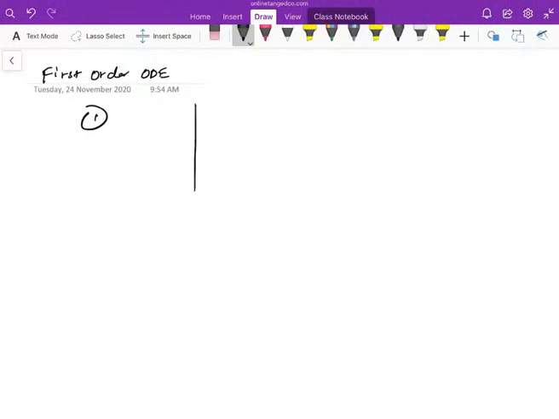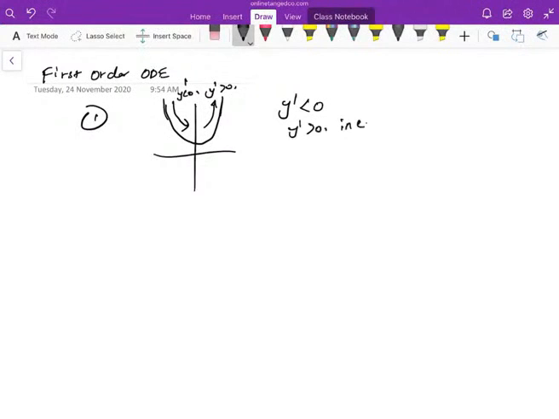Suppose I assume that this is the function. If the first derivative is negative, then it's a decreasing function. Here the first derivative is negative. Similarly, if the first derivative is positive, it is an increasing function. If the first derivative is 0, that's where you get critical points or saddle points. You can attain the critical point.